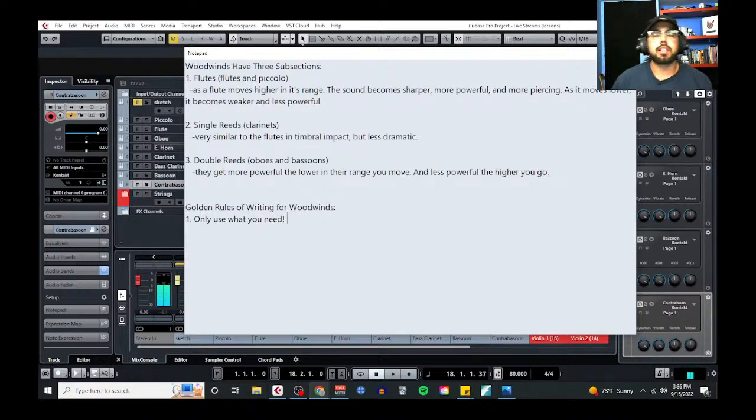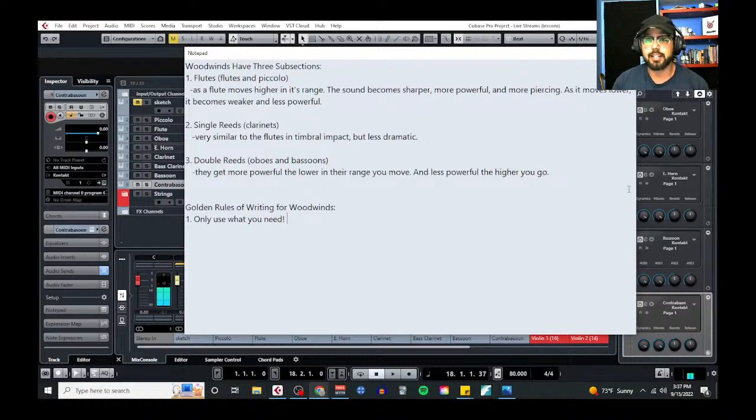The knee-jerk reaction for most young orchestrators is that you need to use all the instruments all the time. There's this rampant belief that if you're not using an instrument, it must mean you don't know how to write for that instrument, and therefore you are revealing yourself as an amateur. That could not be further from the truth. Remember, we talked about the greatest strength of the woodwinds being the sheer variety of tone colors you have at your disposal with this one section.